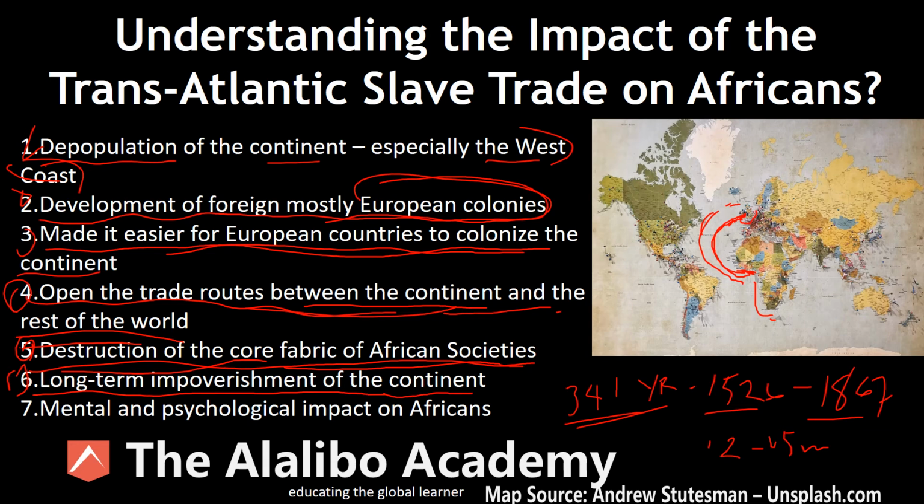Right, number 6 is the long-term impoverishment of the continent. Why is that? Because, as I already mentioned, they were taking resources from the continent, precious materials from the continent. Now, the continent has so many resources, as you can see: gold, diamond, crude oil, uranium, the list is long. All of those were extracted and taken from the continent to the European countries, for the benefit of the Europeans and not for the benefit of Africans. So long-term impoverishment of the continent is a very key impact as well that is even felt today, long after the slave trade has ended. It's still being felt.